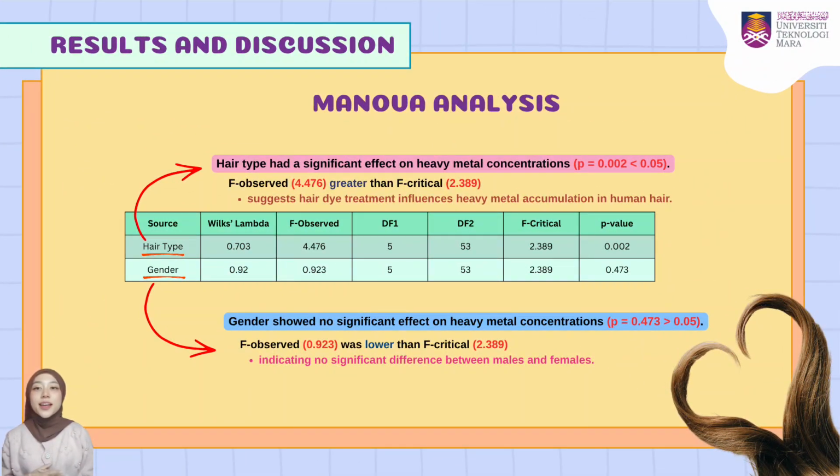Last but not least, MANOVA analysis showed that hair type had a statistically significant effect on heavy metal concentration. The p-value was 0.002, which is less than 0.05, and the F-observed value was greater than the F-critical value. This indicates a significant difference between dye and non-dye hair. In contrast, gender showed no significant effect because the p-value was 0.473, which is greater than 0.05. Therefore, hair type has a stronger influence on heavy metal accumulation than gender.